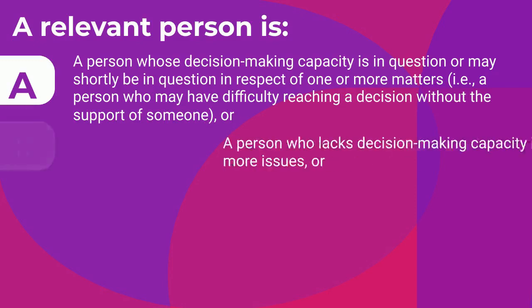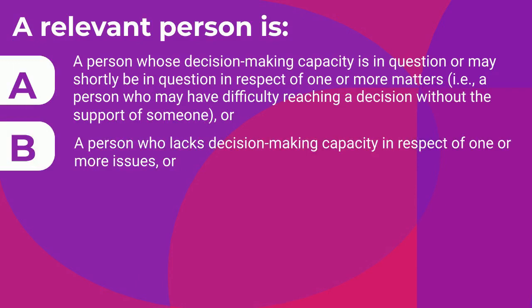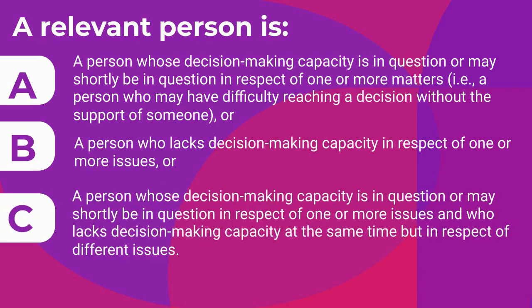Or B, a person who lacks decision-making capacity in respect of one or more issues. Or C, a person whose decision-making capacity is in question, or may shortly be in question, in respect of one or more issues, and who lacks decision-making capacity at the same time, but in respect of different issues.